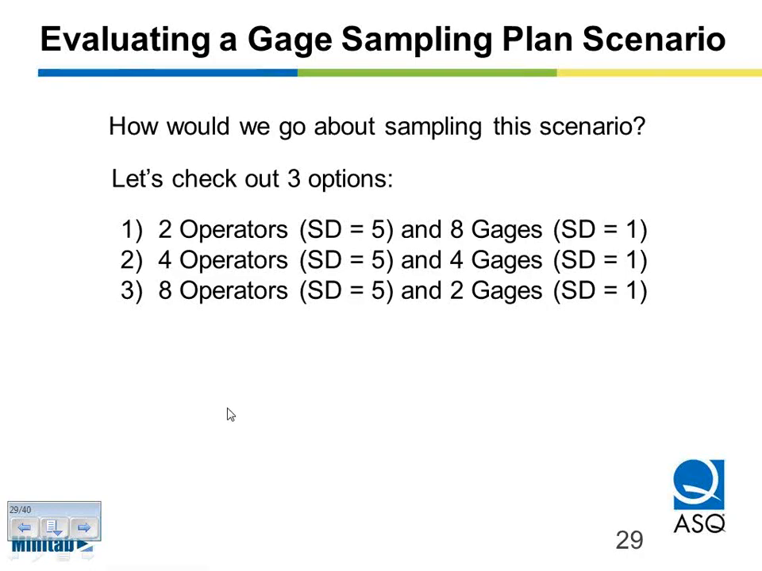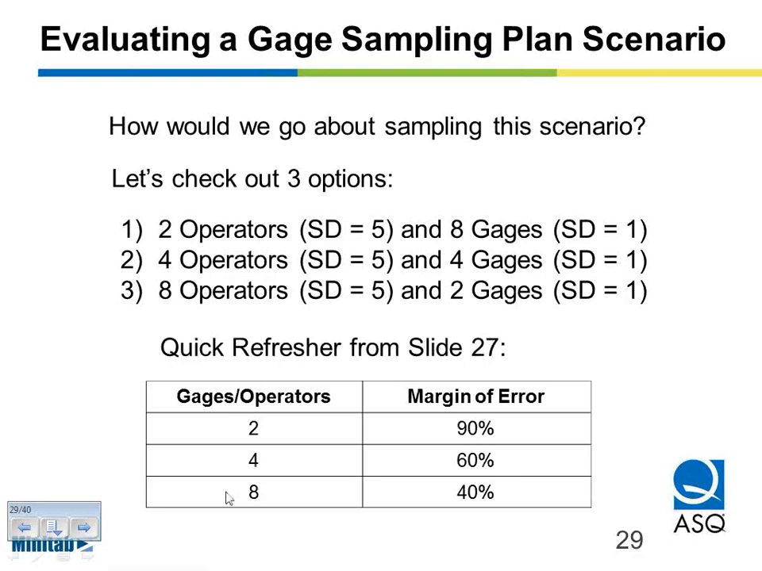Now, we already know that that's what's going to happen, but the goal is to try to quantify, well, by how much? We can quantify by how much by remembering slide 27. 2 operators gives you a 90% margin of error on what you're estimating. 4 samples gives you a 60%, and 8 gives you a 40% margin of error. So we know exactly what margin of error to expect for each of these types of size samples.